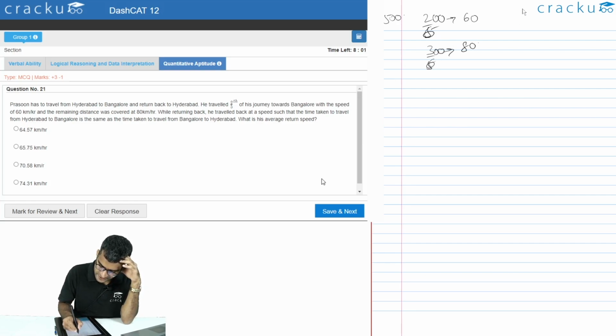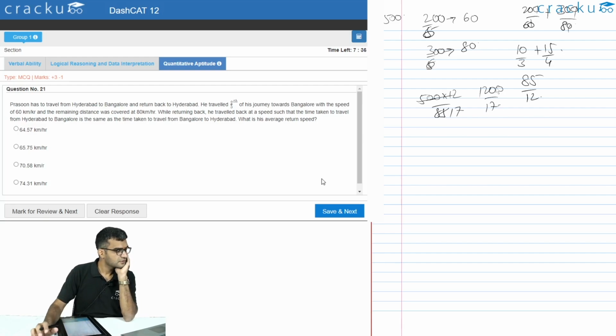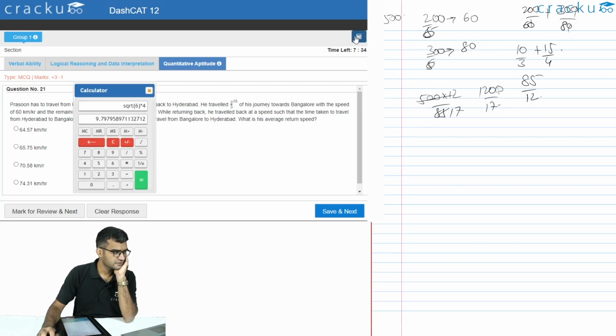So what is the total time taken? 200 by 60 plus 300 by 80. This is the total time taken. You divide by 2. So this is 10 by 3 plus 15 by 4. So this is 40 plus 45, 85 by 12. This is the total time taken. So it is 500 into 12 by 85. This is 17, this is 100. So 1200 by 17 should be the answer. 1200 by 17 is just greater than 70, no? I think 70.58.